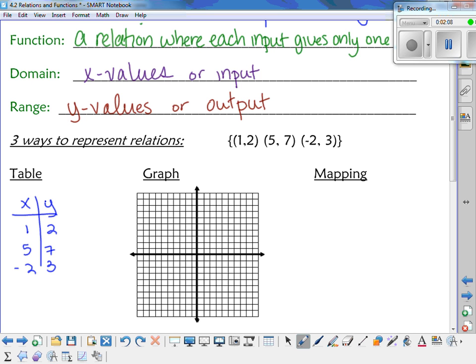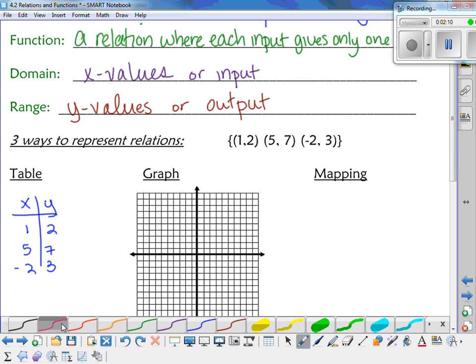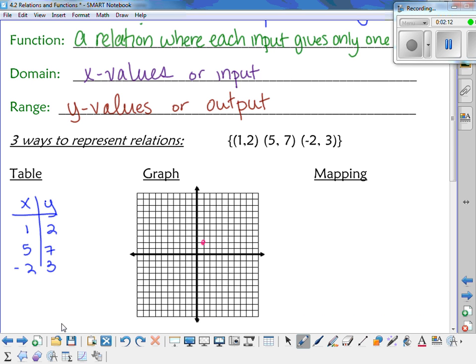I can also graph the points. So (1, 2) would be right there. (5, 7) would be up here. And then (-2, 3) right here. So you can also just show it as a graph. Since these are individual points, you don't connect them with lines. You just draw the points in this case.